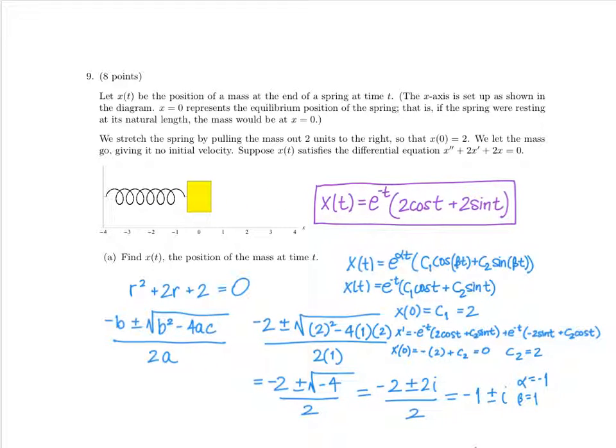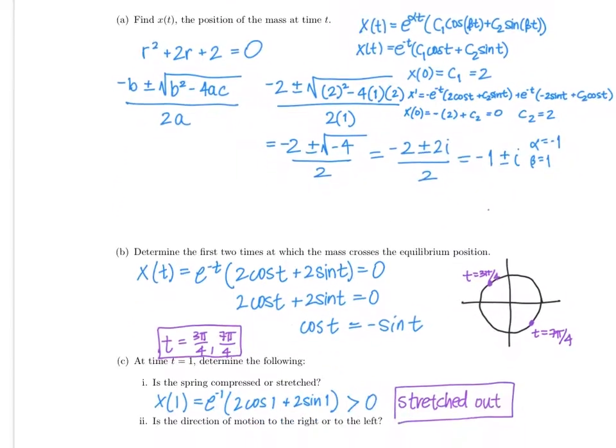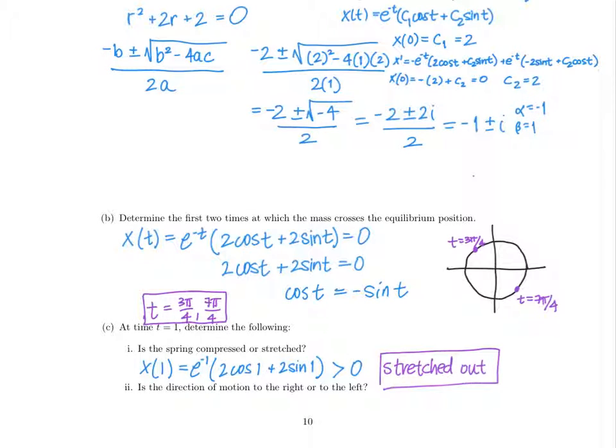But what's interesting is that from our work in part B, when we found the first 2 times at which the mass crosses the equilibrium point, we found that the first time was 3 pi over 4. Now 3 pi over 4 is over here. The value 1 is somewhere over here. So note that we started stretched out at a displacement of positive 2. We released it. There was no velocity. If we release it, the spring is moving to the left.